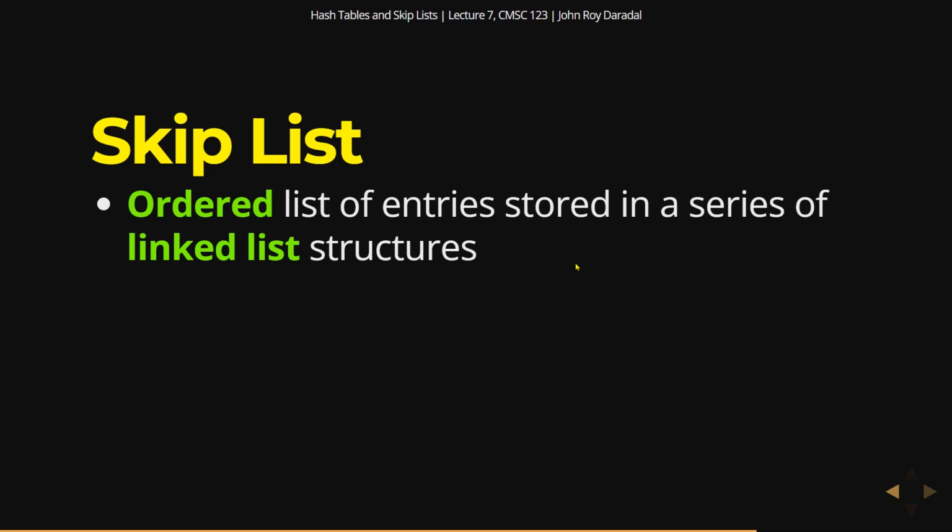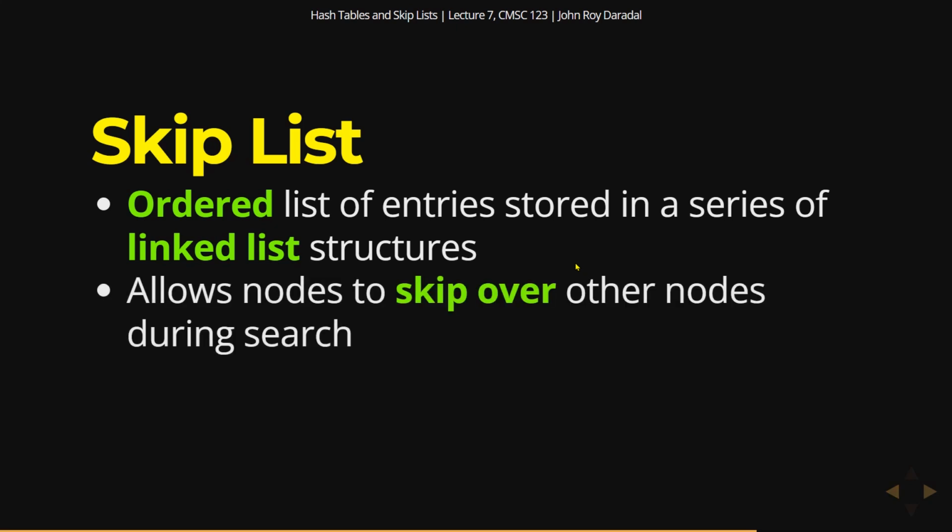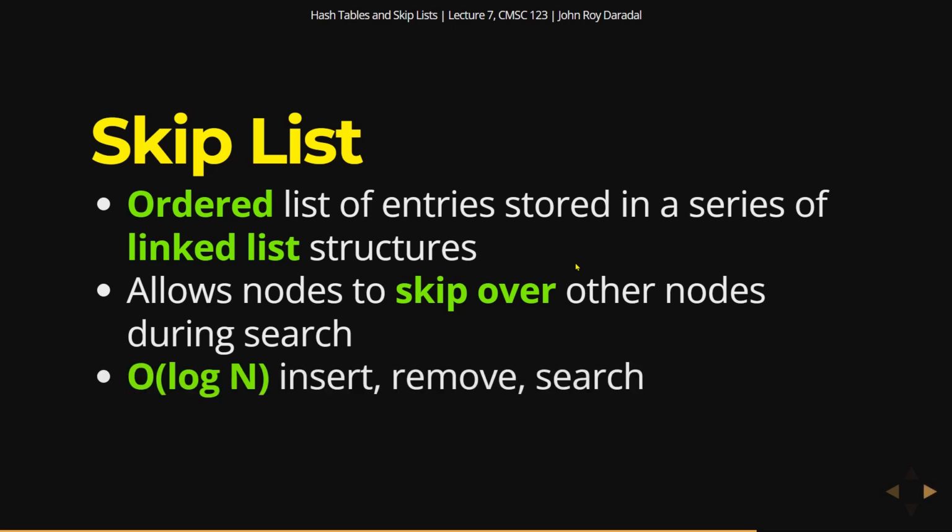So a skip list is an ordered list of entries stored in a series of linked list structures. So it allows nodes to skip over other nodes during search, allowing you to run your insert, remove, and search in O of log n time. Okay, so that's faster than your search table, because in a search table only search was in O of log n. Insert and remove was in O of n. But here in a skip list, all three methods potentially could run in O of log n time.